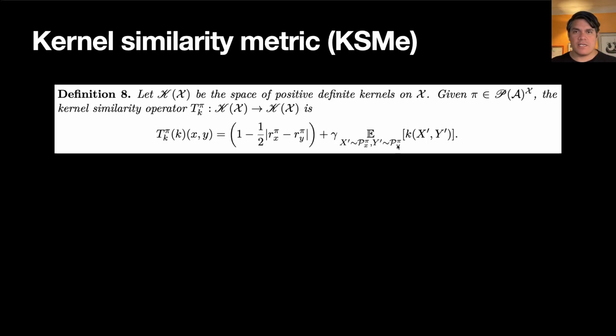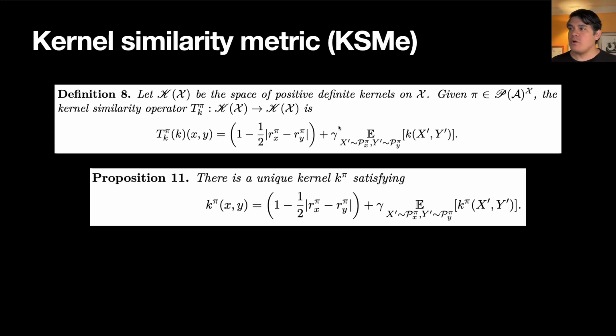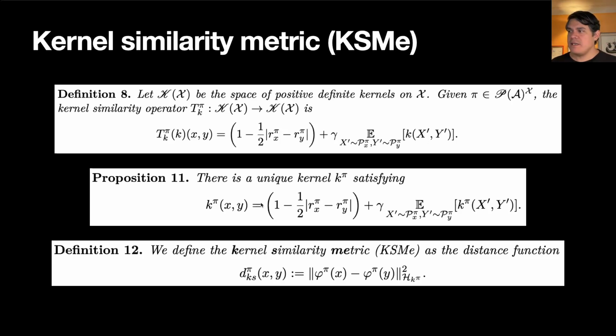Because we're in an RKHS, we can look at distances between states as much as we can look at distances between distributions. And so what we prove in the paper is that there's a unique kernel K pi satisfying the following equality. So this is essentially, you can think of it as a new form of a similarity between states. So this is no longer a distance between states, but a similarity between states. And we're going to define the kernel similarity metric, or KSME, as the distance between two embeddings, where the distance is with respect to the RKHS coming from this kernel K pi that we introduced here. Right? And this is the fixed point of this update operator.